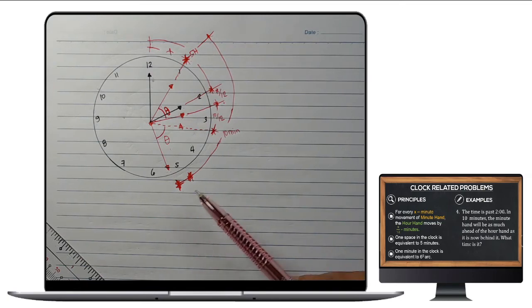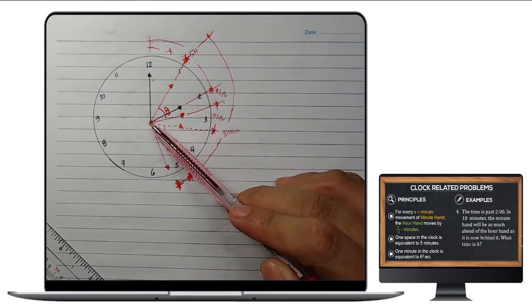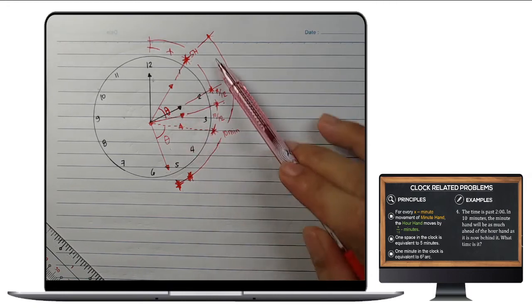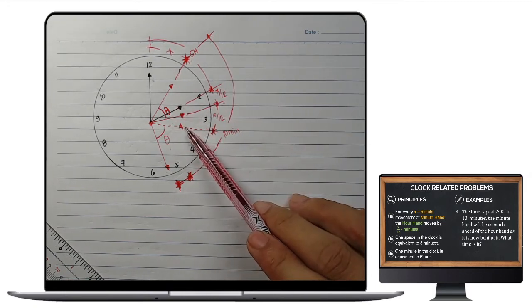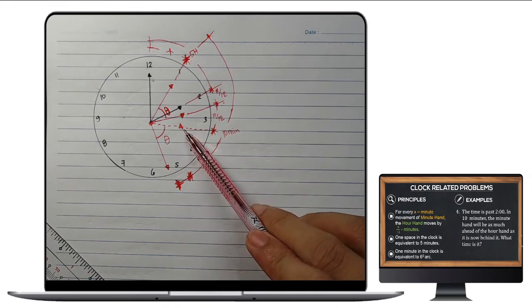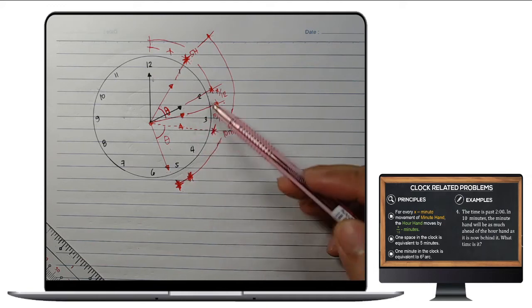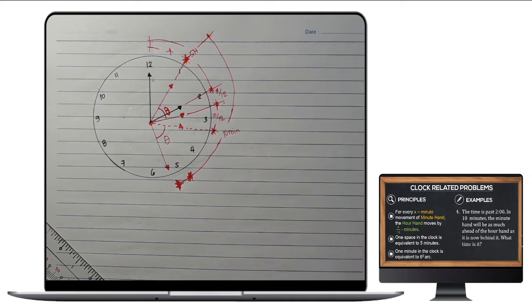So, kunyari ay delay si minute hand kanina ng let's say 30 degrees. After 10 minutes, the minute hand will be ahead sa hour hand by 30 degrees na. So, mauuna na si minute hand. Okay, so ganun siya ini-interpret. Syempre may movement pa sila dyan. So, let's plot this.